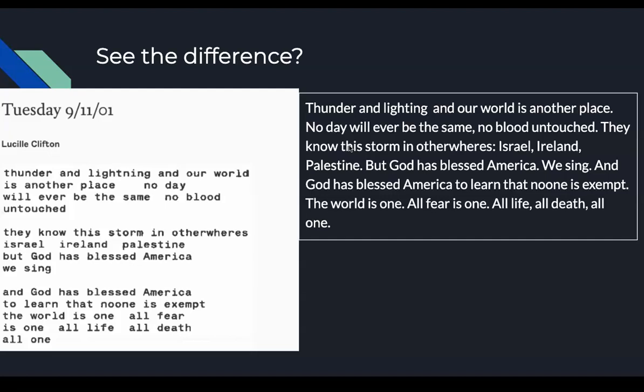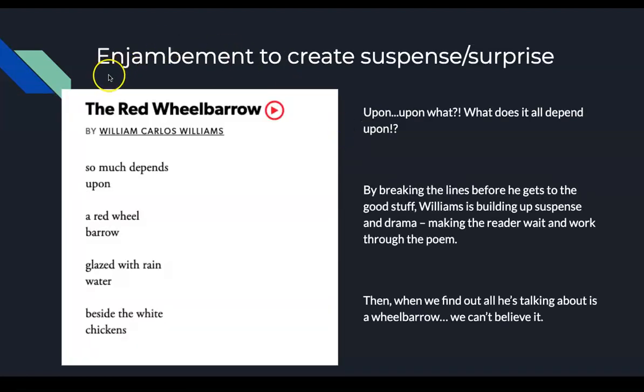And it just reads like a sentence with only one interpretation. No double entendre. Okay, let's keep going. The third way that poets use enjambment is to create surprise and suspense.